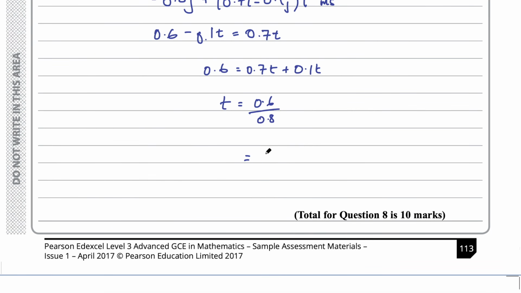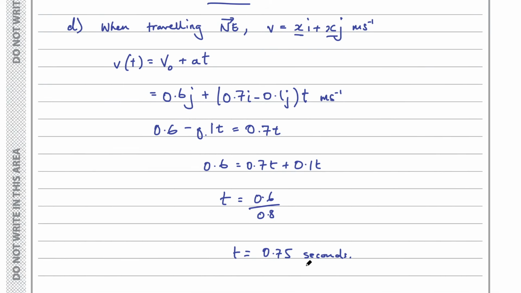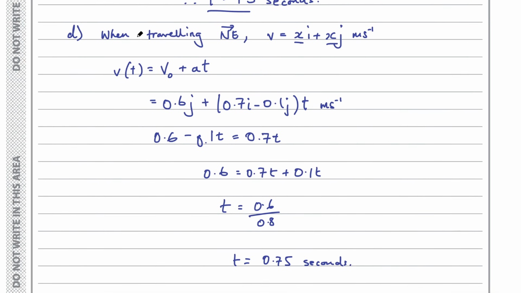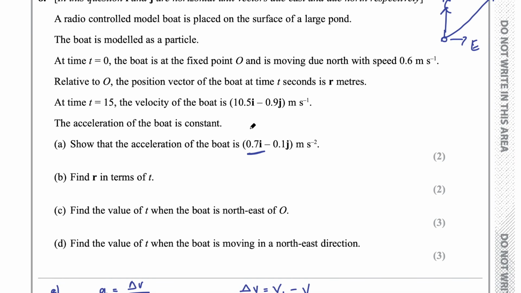which gives us a time of 0.75 seconds. So actually we're talking about less than 1 second for the boat to be traveling in a northeast direction. Okay, so that was question 8 for a total of 10 marks.